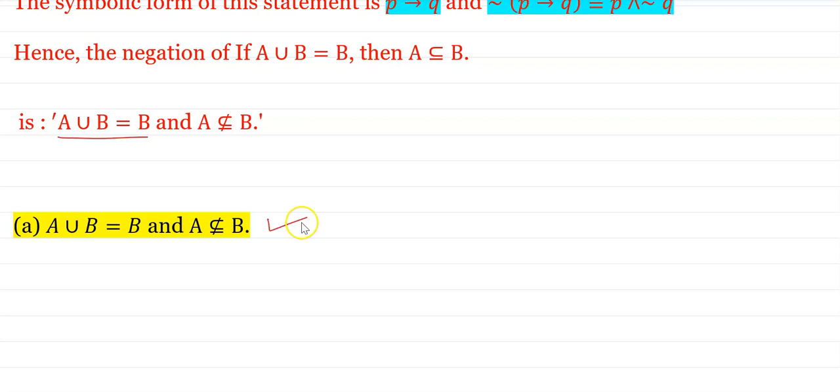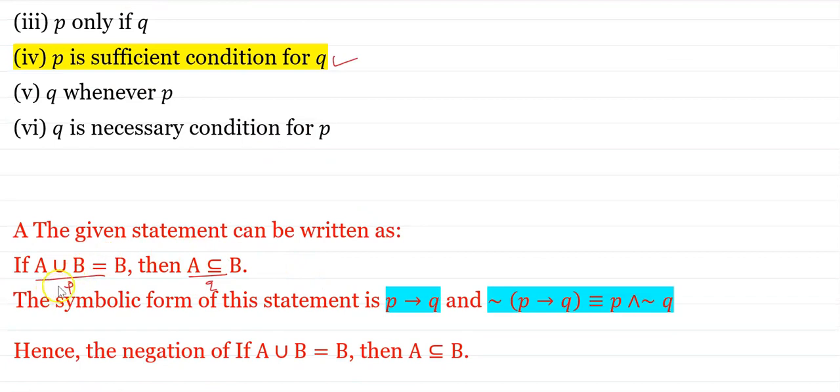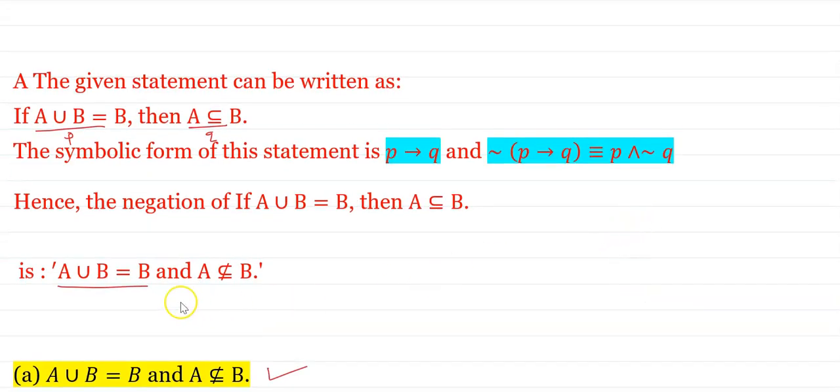Now the next question. You can look at it once again. Here P is a sufficient condition for Q, and therefore the given statement is P implies Q. That's a negation. Negation of P implies Q is equal to P and negation Q. And hence keep P as it is.